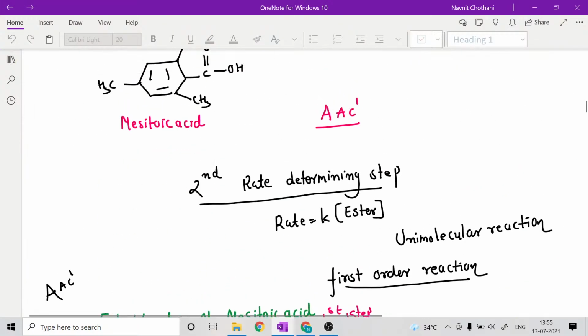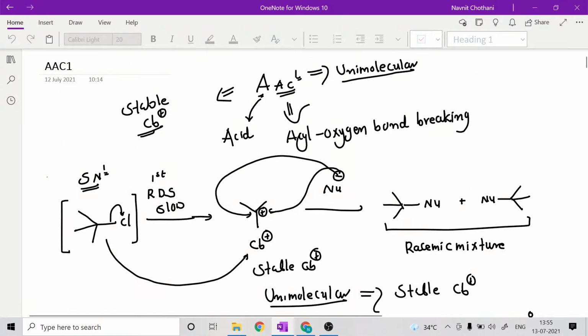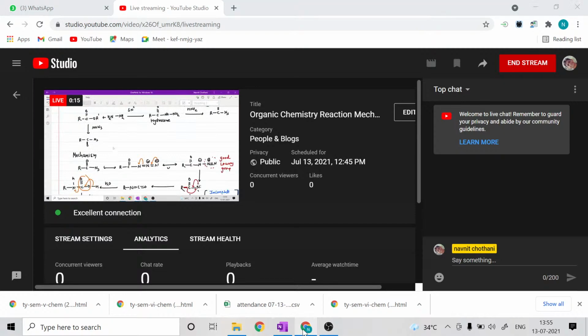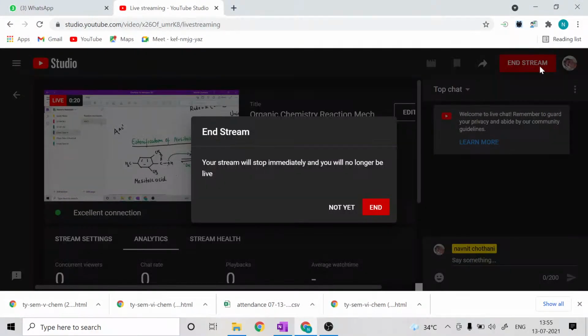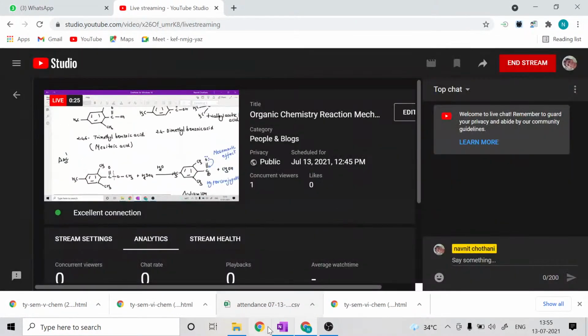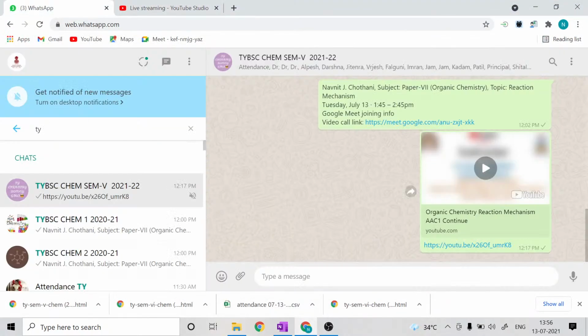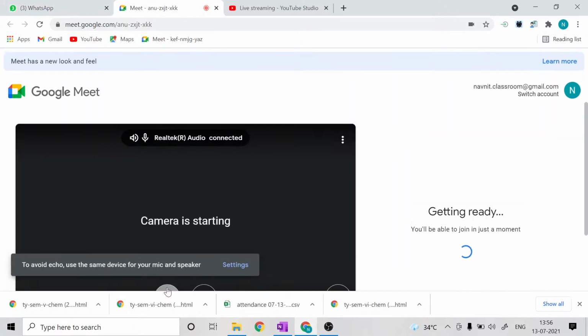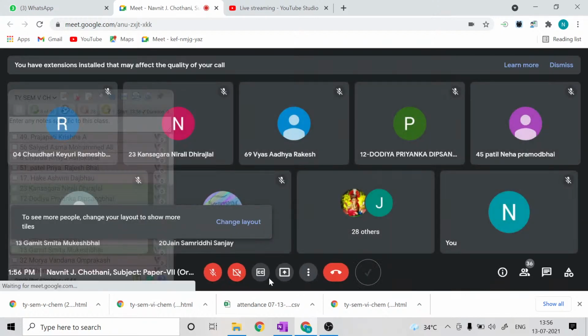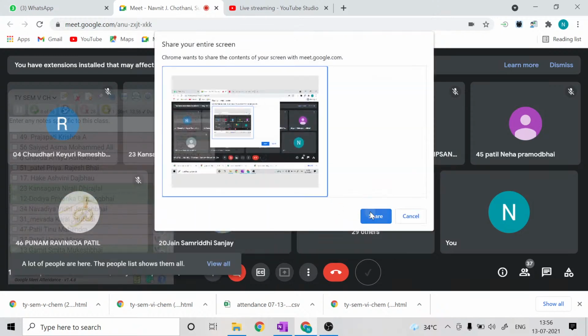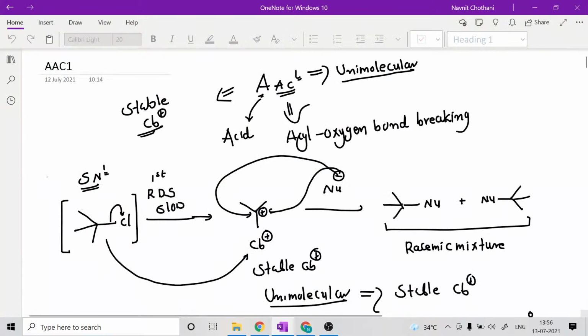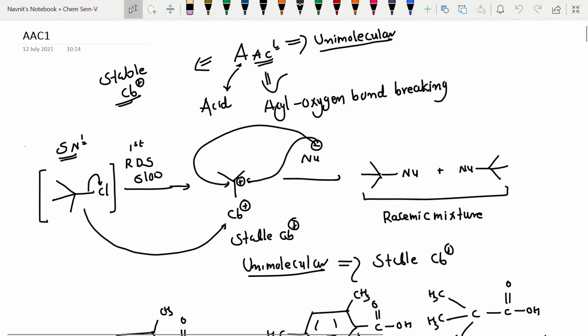So in the last lecture, what have we discussed? We have discussed AAC1, that means acid catalyzed acyl oxygen bond breaking, unimolecular. Is my screen visible to everyone? Okay. So in the last lecture, we have discussed AAC1, that is acid catalyzed acyl oxygen bond breaking unimolecular.